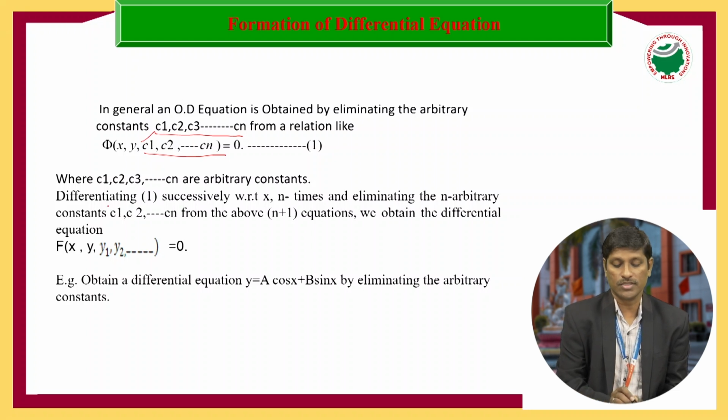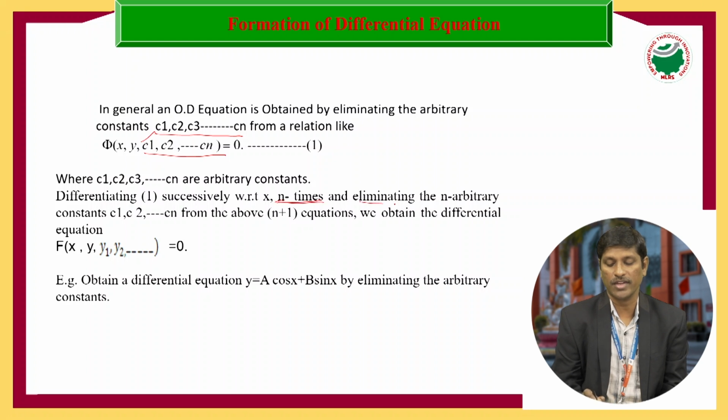Here it is saying, differentiating successively with respect to x, n times, and eliminating the n arbitrary constants C1, C2 and so on, Cn, from the above n plus 1 equations. So n plus 1 equations, you may wonder, since there are only n arbitrary constants. Not like that. Here we already have one equation, the given equation.